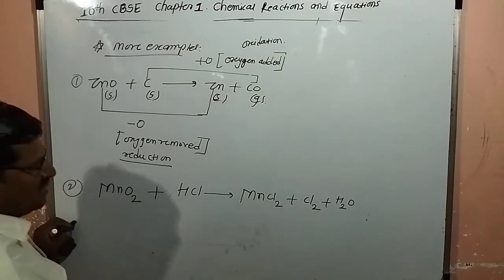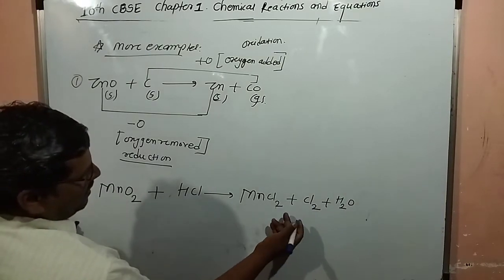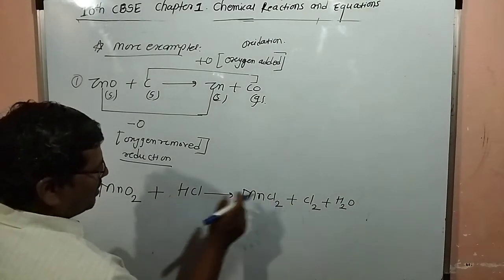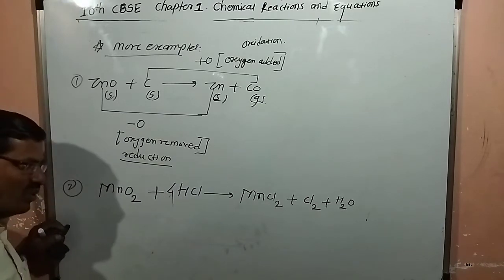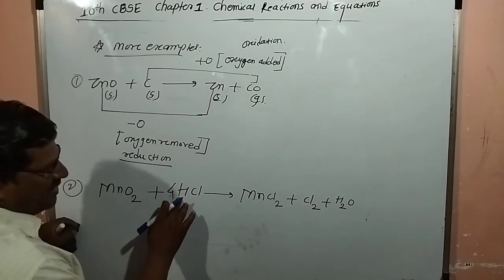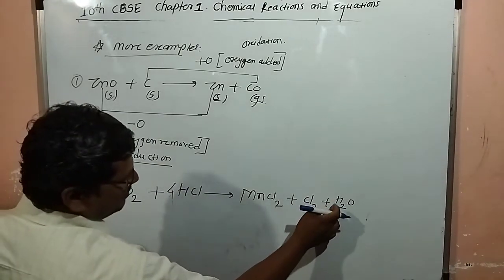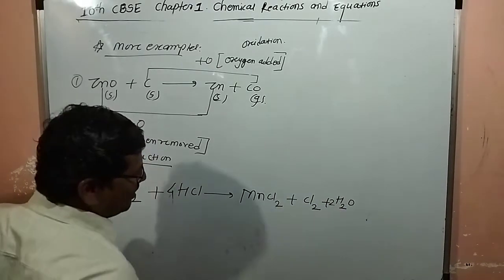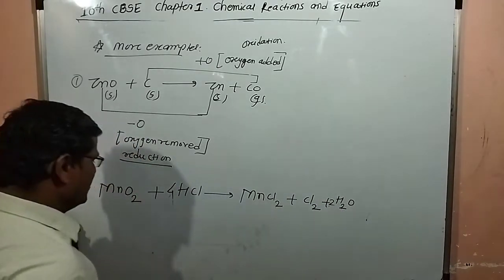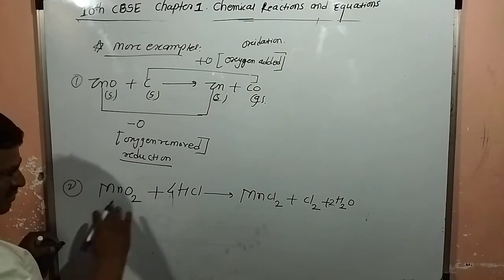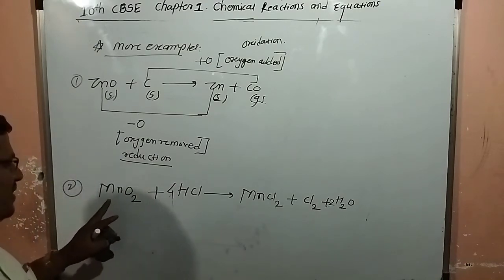So here, how many Cl are there on the RHS? 2 plus 2, 4 are there. So you will multiply here by 4. So 4 H happen on the LHS. So here how many H are there? 2 are there. You will multiply here by 2. So 2 2s are 4. Then the reaction is balanced. We'll see.